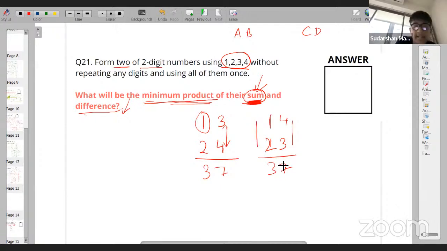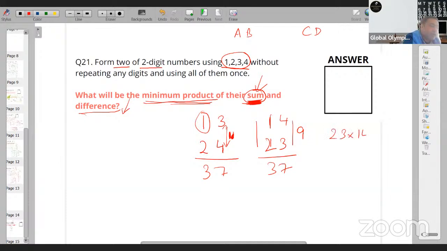But in the 13 and 24 case, the difference is more. So we would probably opt for that. And in this case, the difference is only 9. Correct. So let's try this. 23 into 14: 23 into 10 is 230, and 23 into 4 is 92. Right? So 920.